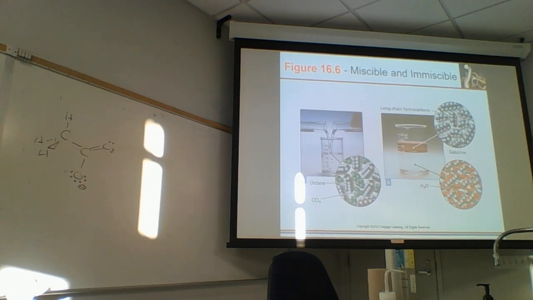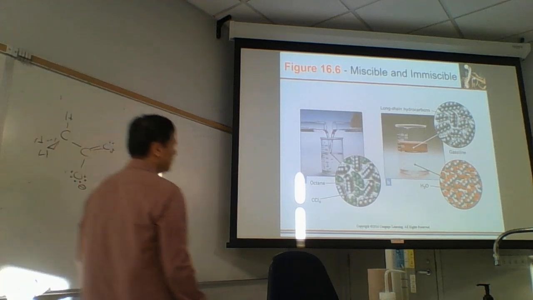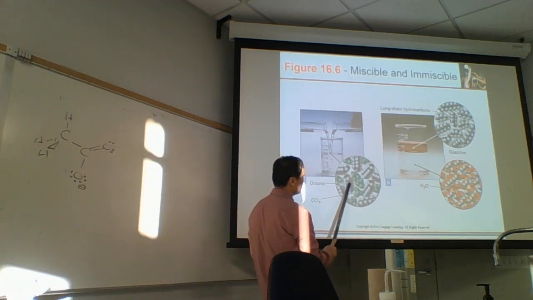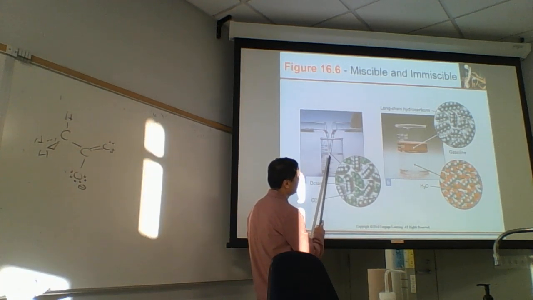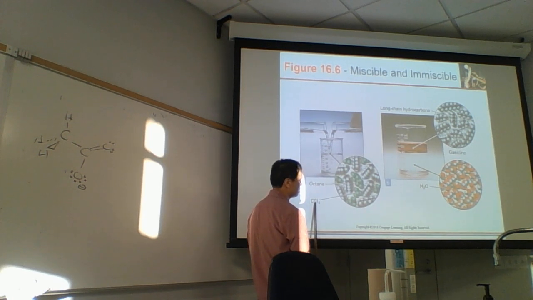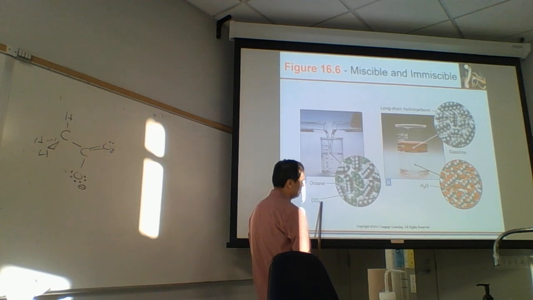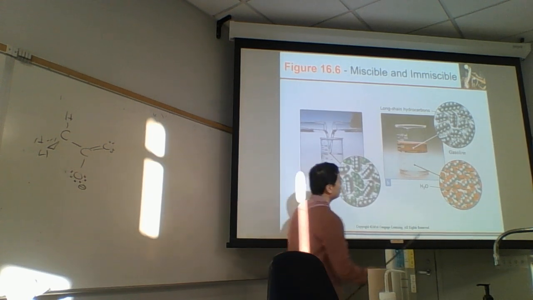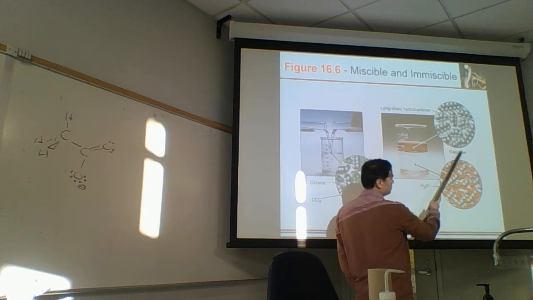Over here, they're just showing miscible and immiscible liquids. So octane and carbon tetrachloride are miscible. You can dissolve any amount in any proportion. It could be like 99% octane, 1% carbon tetrachloride, or vice versa. So these dissolve in any proportion. Whereas oil and water, they don't mix, or gasoline and water don't mix.